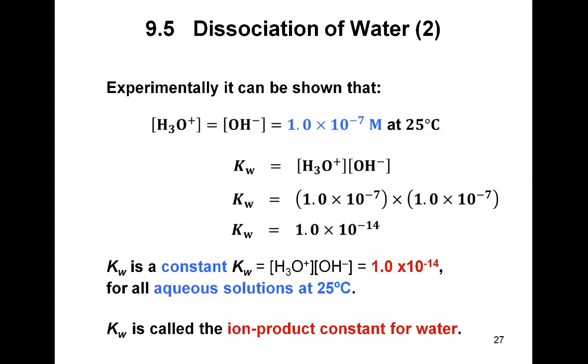This Kw is called the ion product constant for water. And it's found in your yellow packet. If you go back to page 5, the ion product constant of water, you can find it in the middle right. It's given to you because it's used to do some calculations of concentration.